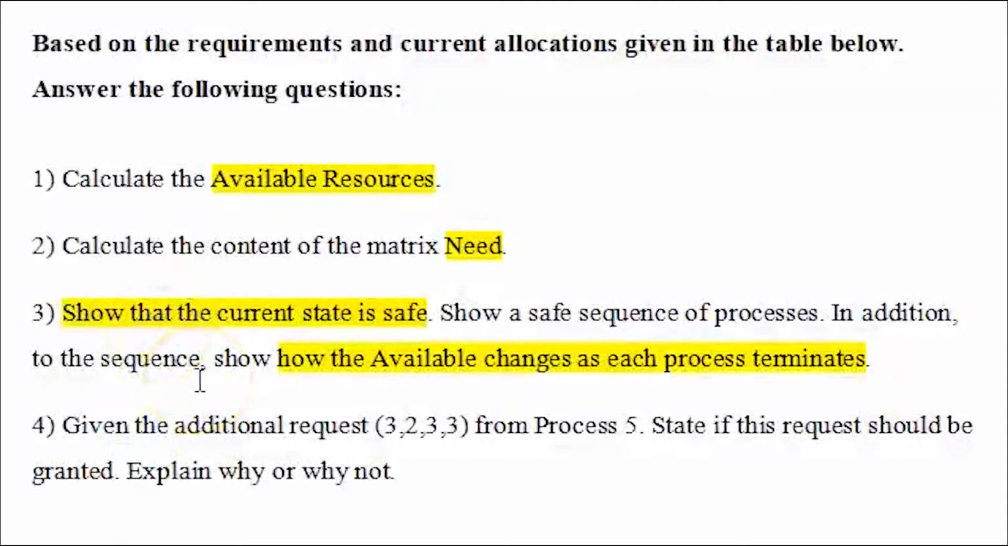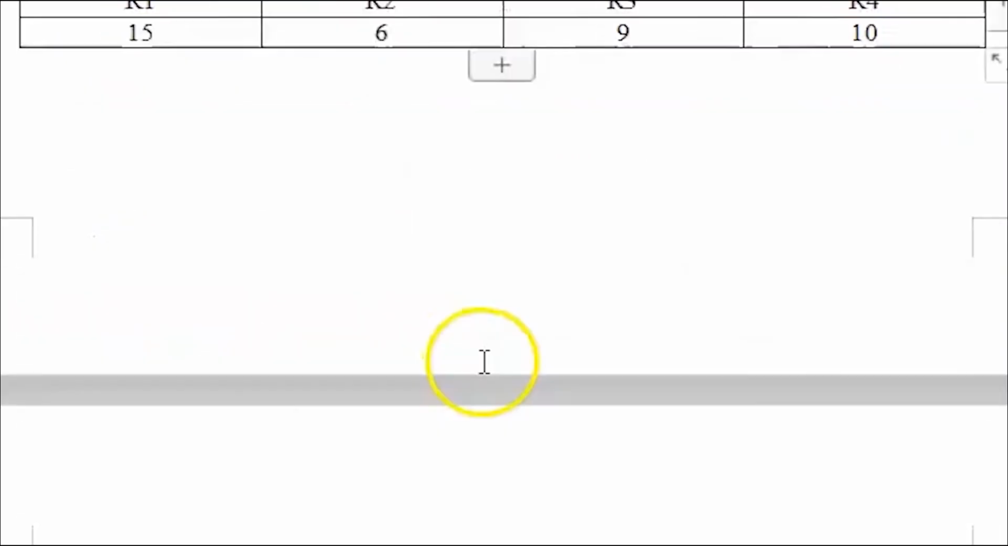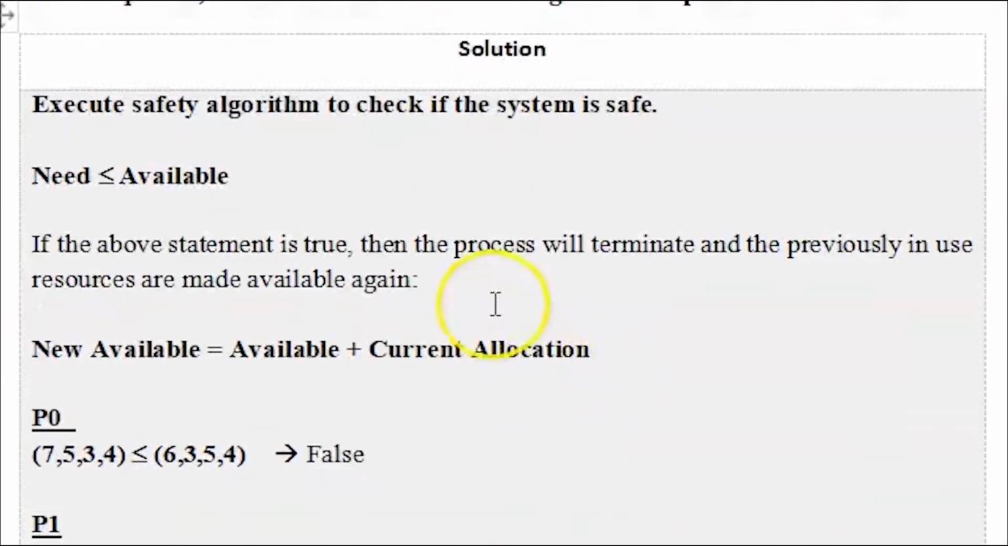Question number 3 is telling me to show that the current state is safe. Show a safe sequence of processes. In addition to the sequence, show how the variable changes as each process terminates. So how to check the system is safe? We need to look at P0, P1, P2, P3, P4, P5, all the processes. So how do you check it? You take the need and compare it with the variable. The need has to be smaller or equal than the variable.